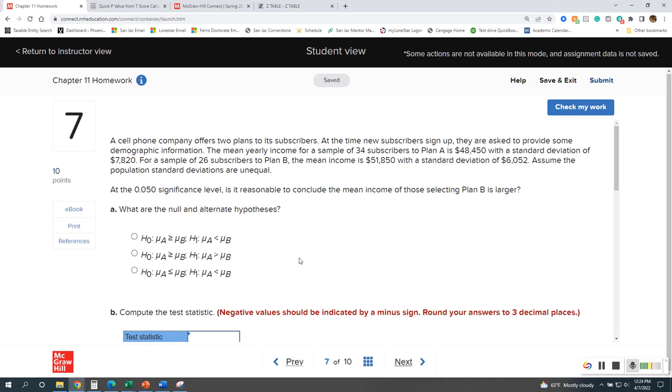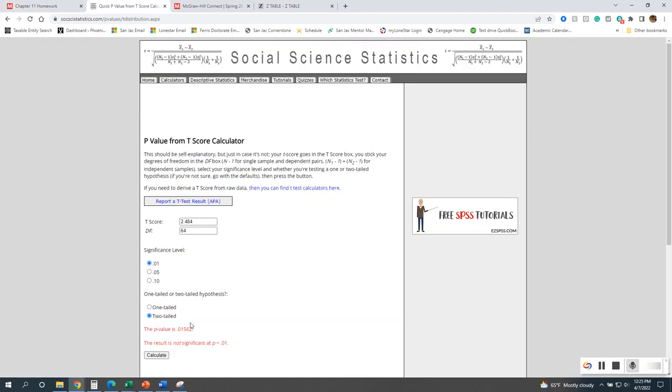And then we got, for a sample of 26 subscribers to Plan B, the mean income is $51,850 with a standard deviation of $6,552. Assume the population standard deviations are unequal. And we have an unequal one. Wow, they're having some fun with the question 7 here. So for right now, I'm going to go ahead and select 0.05 here for significant level.